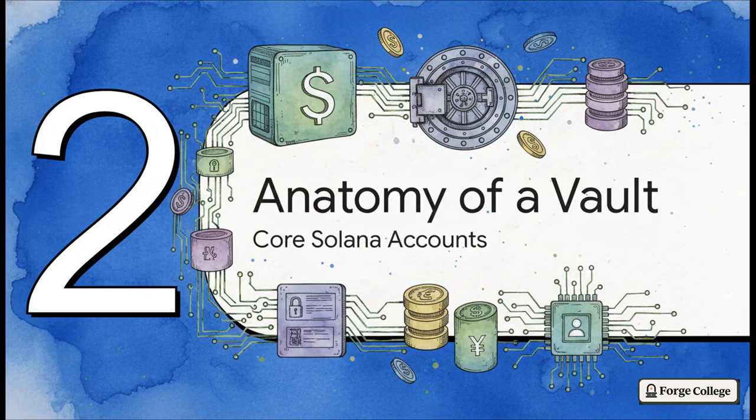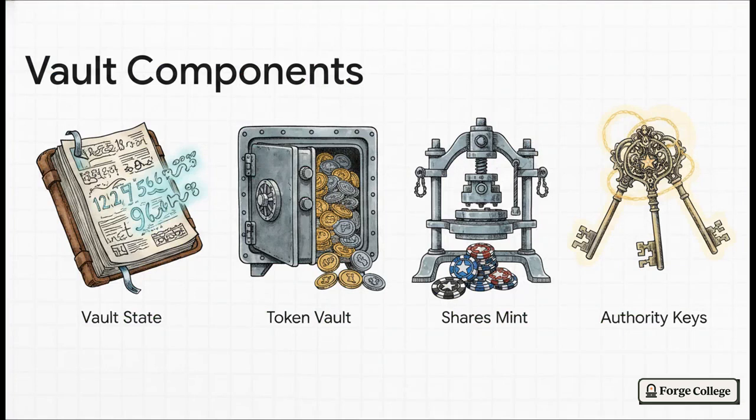Moving on to Section 2, Anatomy of a Vault, Core Solana Accounts. So on Solana, absolutely everything is an account. Because of that, our vault foundation consists of four main pillars. First up, the vault state, which holds our numerical totals. Second, the token vault account. This is what physically holds the underlying assets. Third, we have the shares mint, which issues our receipts. And fourth, the authority keys, which basically dictate who is allowed to do what. Since Solana programs are inherently stateless, this separation of powers isn't just a good idea, it's totally mandatory. We have to keep our state completely explicit and incredibly compact to make sure the program stays efficient.